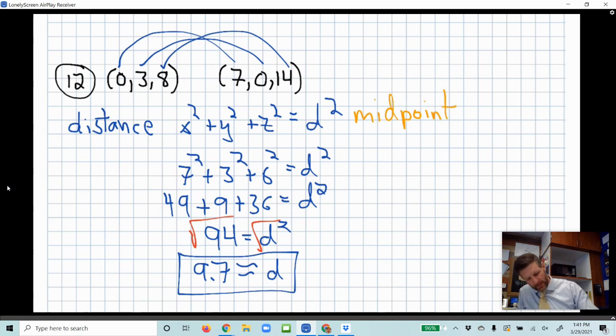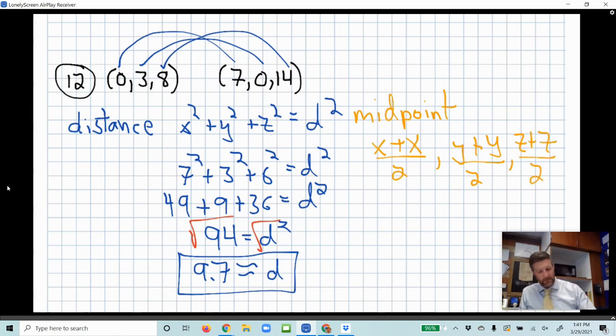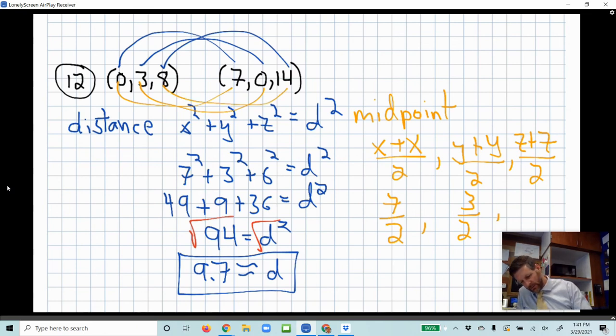So let's check out and do midpoint right over here. If you remember, midpoint is the average of your points. Add your 2 x's together and divide by 2. Add your 2 y's together and divide by 2. And then add your 2 z's together and divide by 2. So same thing, we're going to pair them up. 0 plus 7 is just going to be 7 over 2, comma, then our 3 and our 0, that's 3 over 2. And then our 8 and our 14, that's 22 over 2. Simplify those, you get 3.5, comma, 1.5, comma, 11.